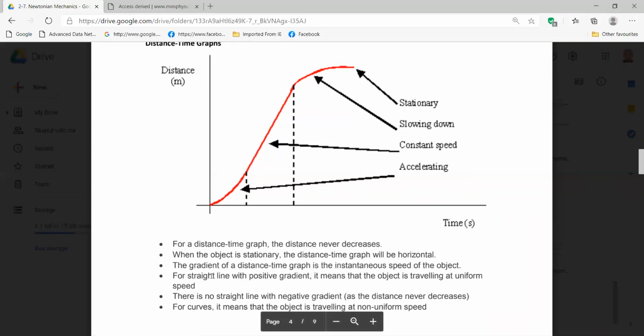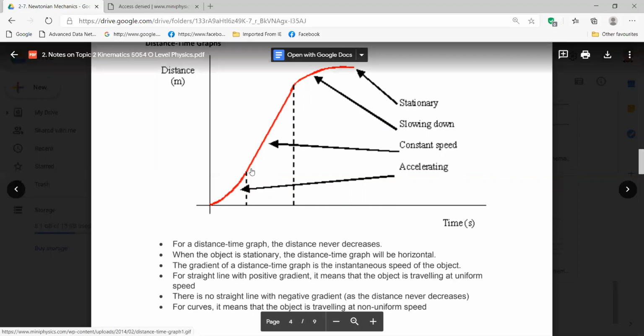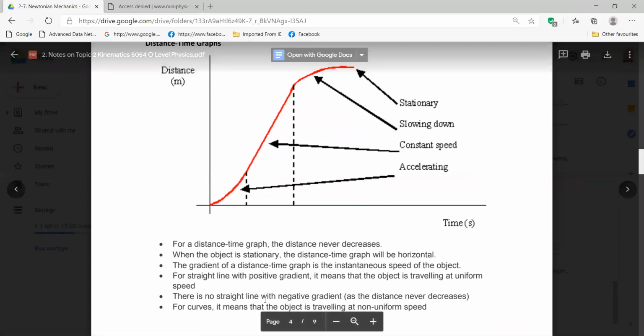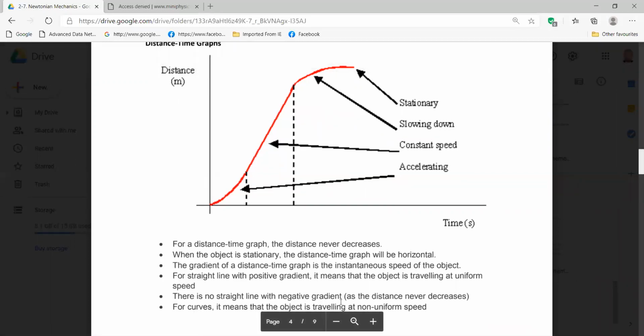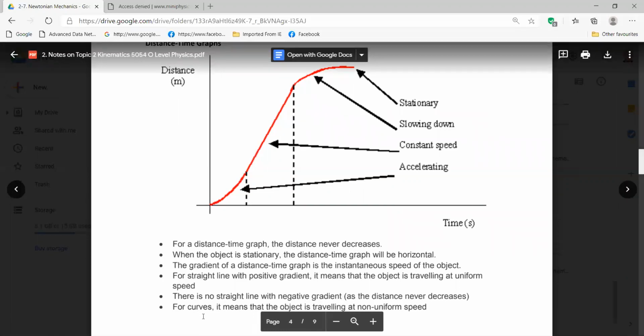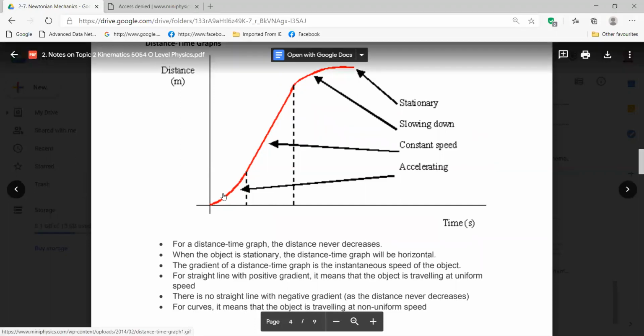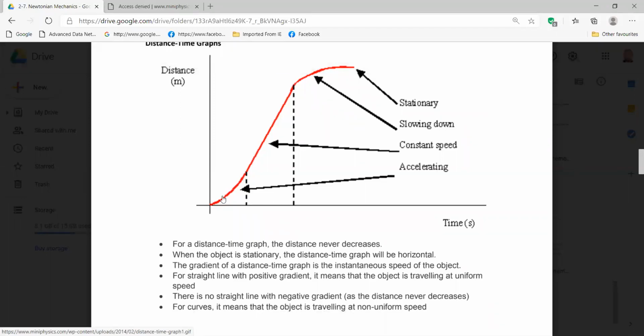A straight line with positive gradient means that the object is traveling at uniform speed. This one is a straight line with positive gradient. It is giving us constant speed. There is no straight line with negative gradient, no negative gradient here in distance time graphs. For curves, it means that the object is traveling at a non-uniform speed. Non-uniform speed means there is acceleration.